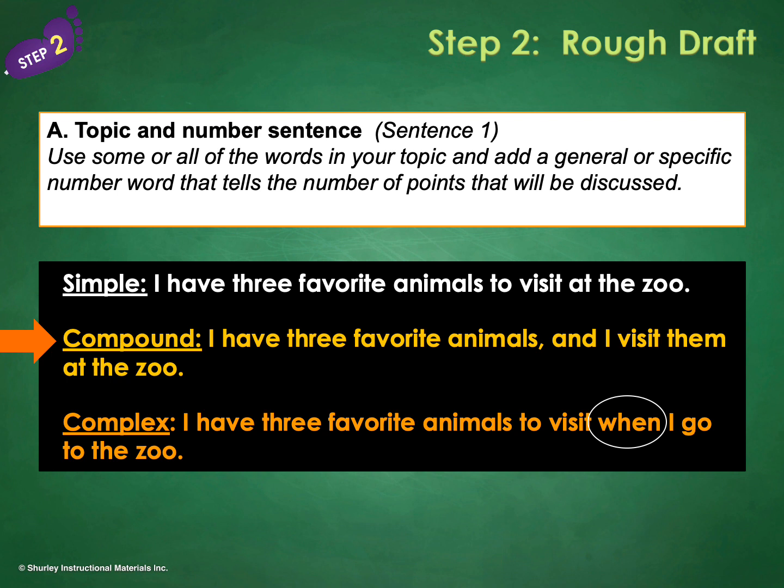Since students have developed sentence fluency through Shurley English skill lessons, they will be encouraged to vary their sentences as they write. To write a topic sentence, students will use some or all of the words in the topic they have chosen to write about and add a general or specific number word that tells the number of points that will be discussed. Students will decide the sentence structure strategy they want to use in order to follow the steps to write a topic sentence. For example, your student may choose to write a compound sentence like this one that says, I have 3 favorite animals, comma, and I visit them at the zoo, period.